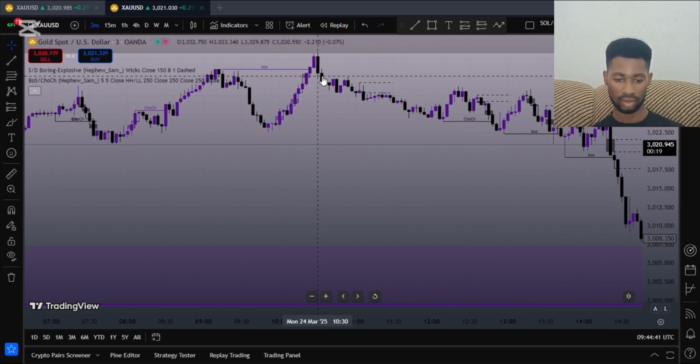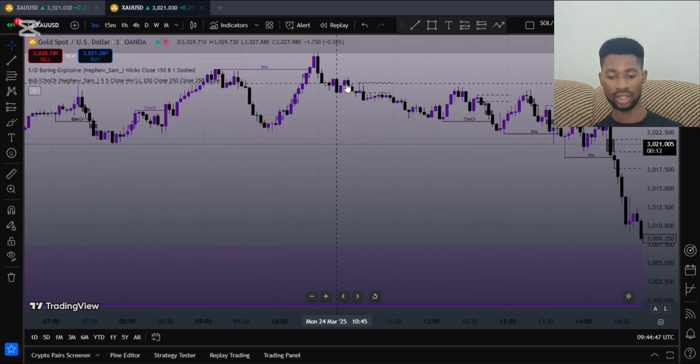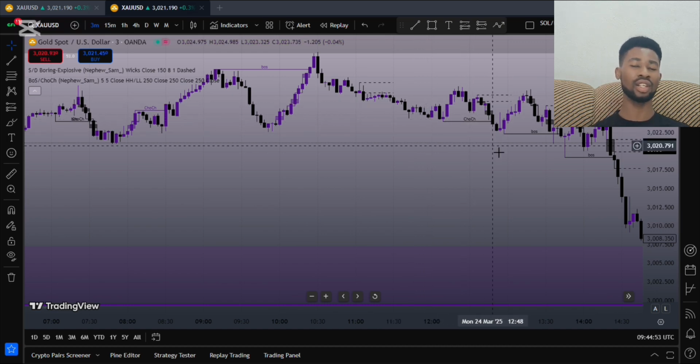Price tapped into this supply region the same way it tapped in on our 15 minutes time frame, right? That's correct. And then it started going down, and it formed a change of character. What is a change of character? A change of character simply means that we are having a shift. Okay, the market is taking a turn. If the market was going up, and then you see a change of character to the downward side, it simply means that, okay, now this uptrend is over. We are going now into the downtrend.